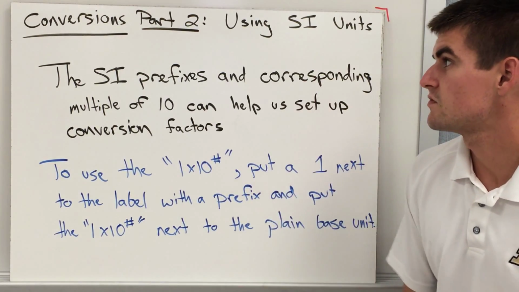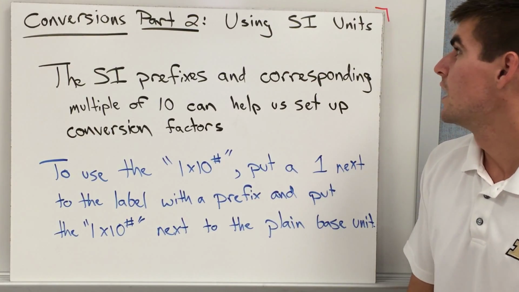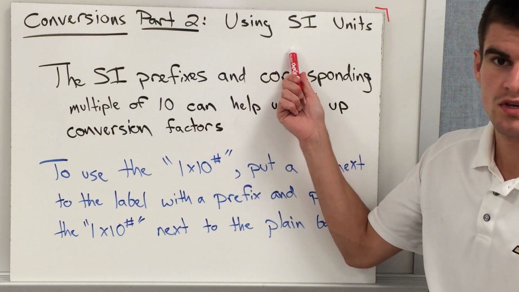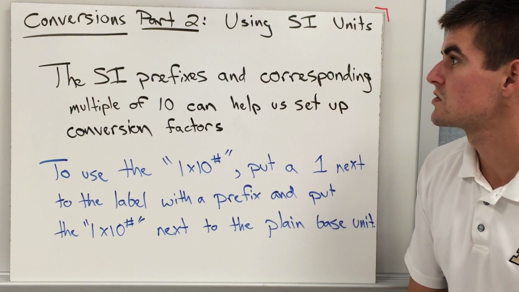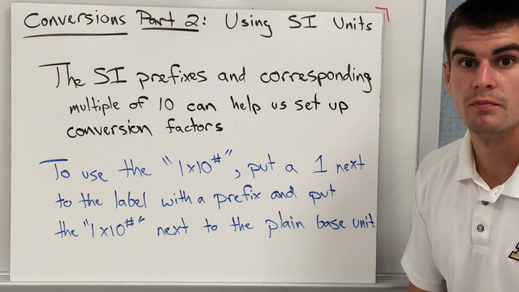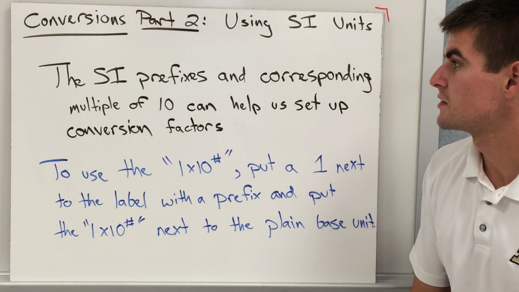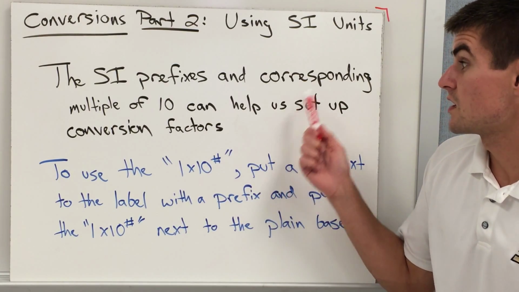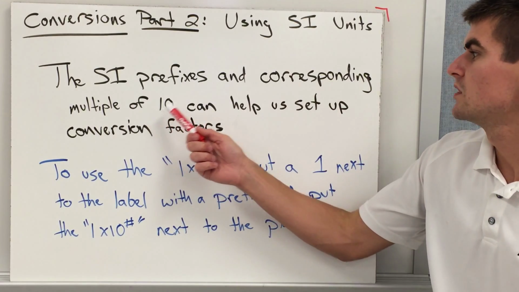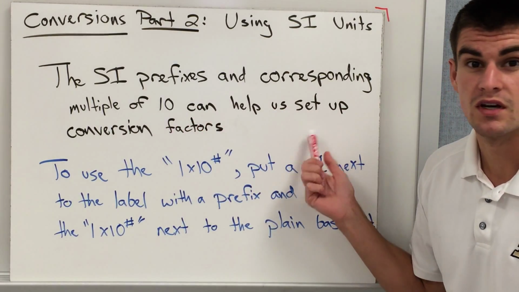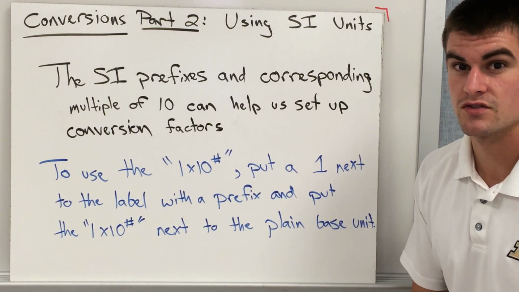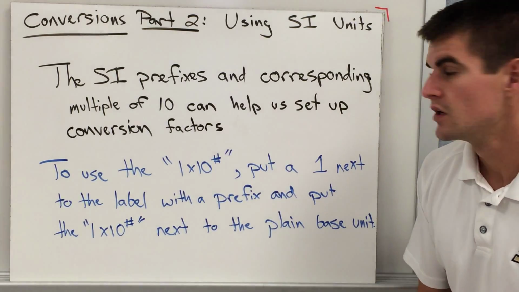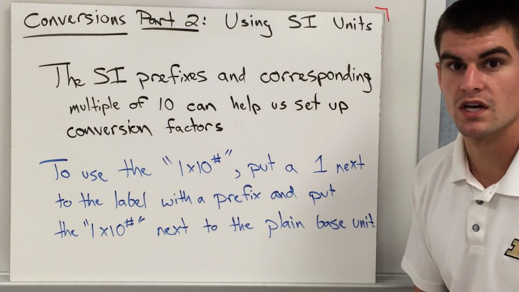Continuing the last video with conversions part 1, this one is part 2, using those SI prefixes to help us convert between units. That's what this one is about. Those SI prefixes and the corresponding multiples of 10 can help us set up conversion factors. That's kind of the whole point: those conversion factors are easier because they are some multiple of 10.